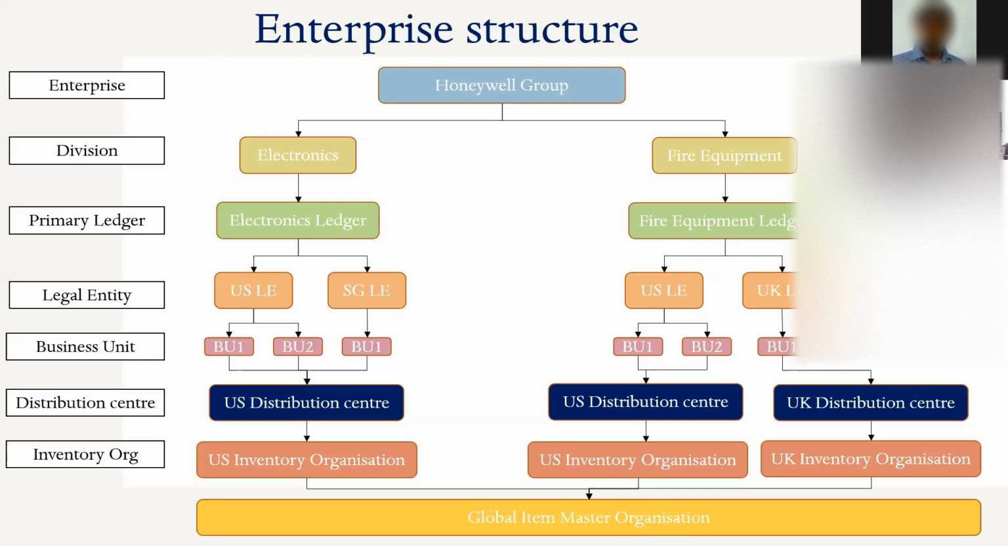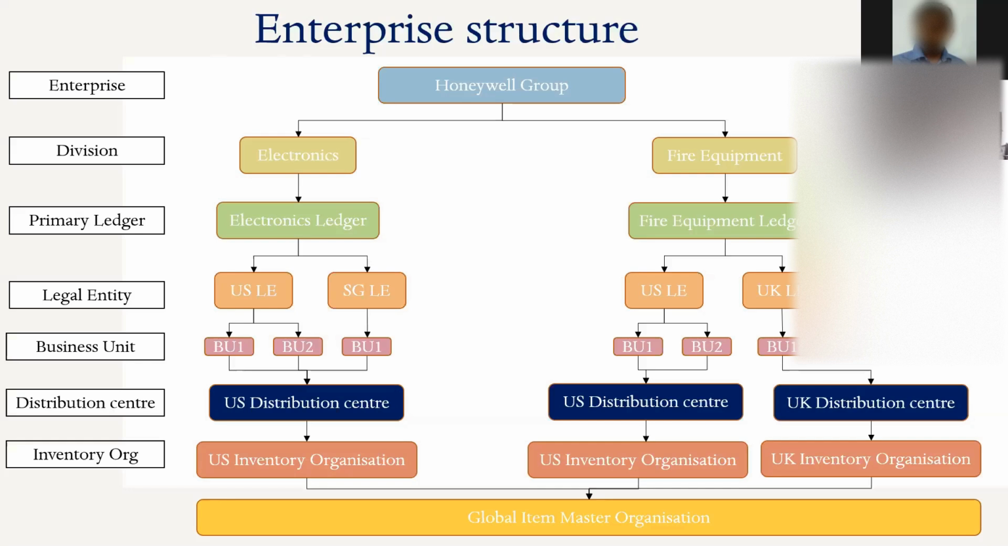So we have primary ledger. This is similar to our EBS environment, and we have legal entity. Below legal entity, we will have business unit. Business unit is just a term change for the operating unit. And below business unit we have distribution center.